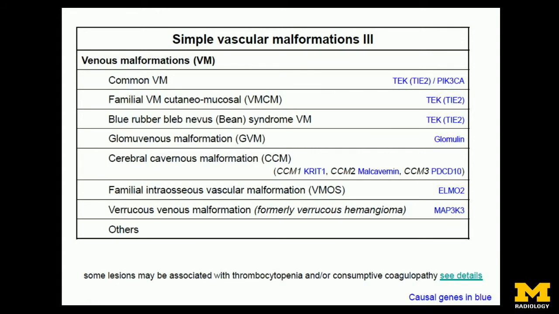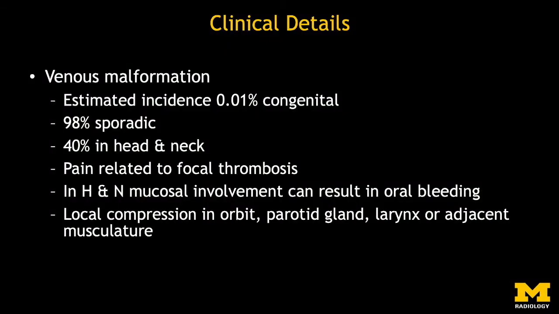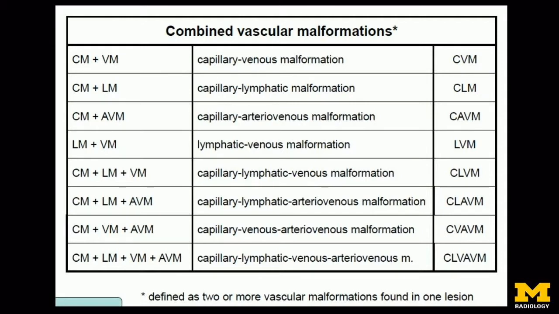So going on to the venous malformations, the common venous malformations, the familial type, the globovenous malformations, the cerebral cavernous malformations, and then there are other syndromic varieties that basically complicate how each lesion is viewed. And then we have a combination of all of these. So you can have capillary malformations with venous malformations, capillaries with lymphatics, and all other myriad of different combinations that you can think of. And you can see here that AVMs are also included in here.